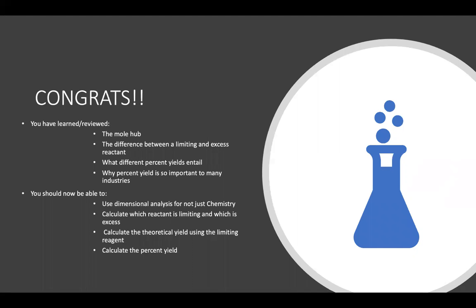Now we have reached the end of the tutorial. Congratulations! We covered Module 1, specifically its components of yield, and now you should be able to calculate theoretical and percent yield, calculate the limiting reactant, and explain why yield is so important to the economy of industries, and much more.